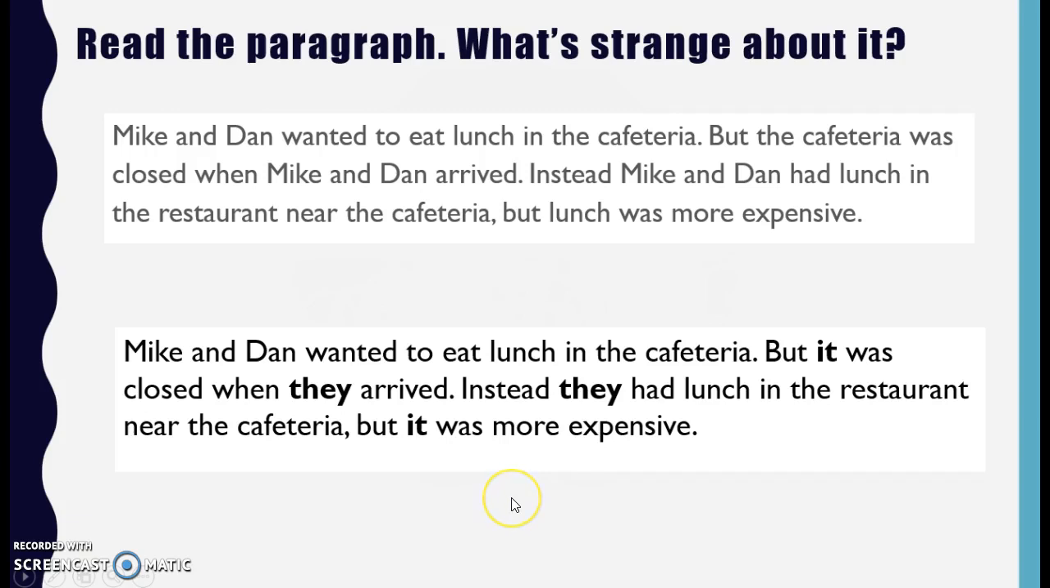We have to look and say, we have they instead of something else, and they, it. And what we have to do is figure out, what does it refer to in the text? What does they refer to in the text? Let's take a look at this.